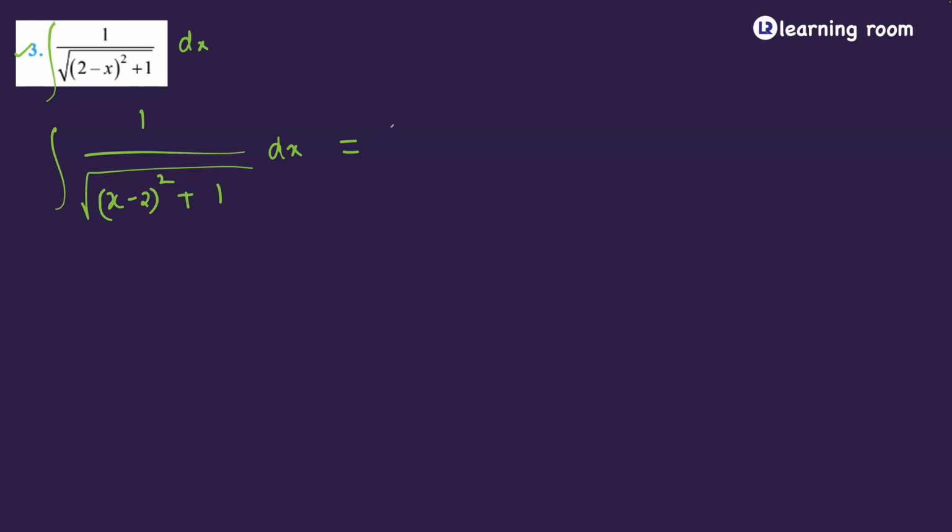Log of x plus root of x square plus a square. But what is x here? This time you should not write only x. You should write it as x minus 2. Log of x minus 2 plus root of x square plus a square means the same thing, you write it there. That is going to be (x minus 2) the whole square plus 1, plus c. So this will be the answer.